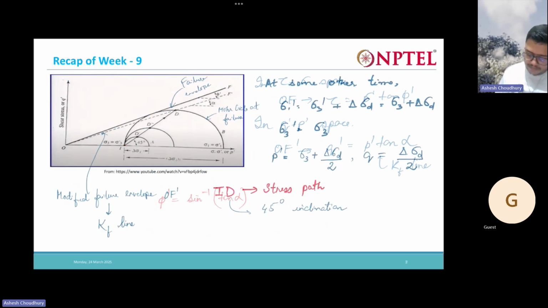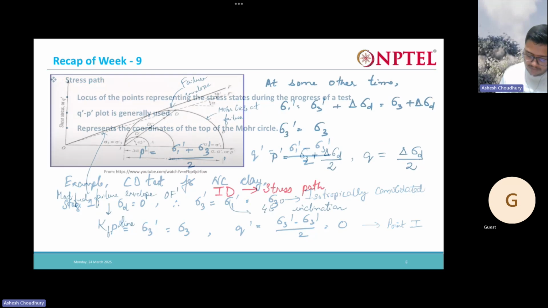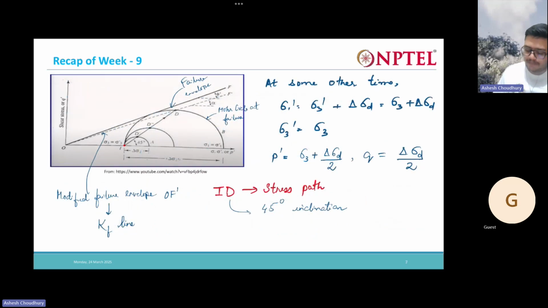Now at any random time during the shearing stage, what will happen? We are applying the deviating stress. So what will be my sigma 1 prime? Sigma 3 prime plus delta sigma d, where delta sigma d is the increase in the deviating stress, which will be equal to sigma 3 plus delta sigma d. Because this is a CD test, there is no question of pore water pressure, so effective and total values are the same. So sigma 1 prime is equal to sigma 3 plus delta sigma d.